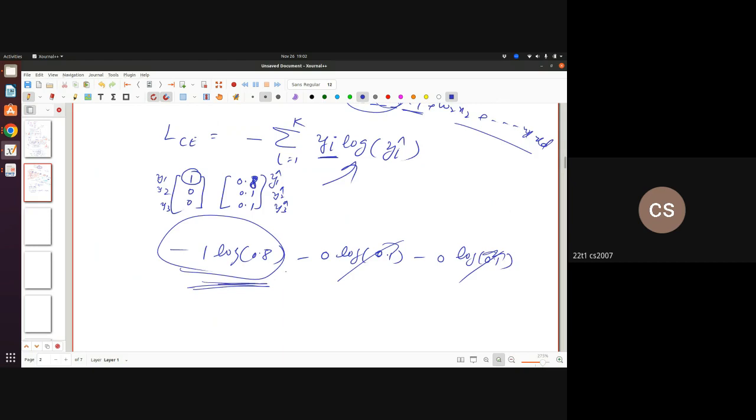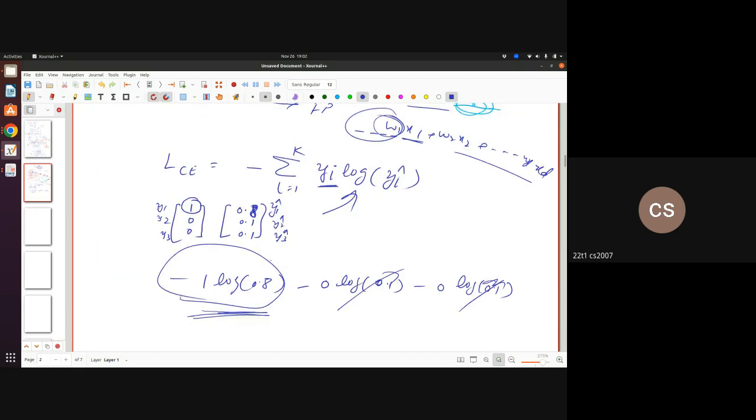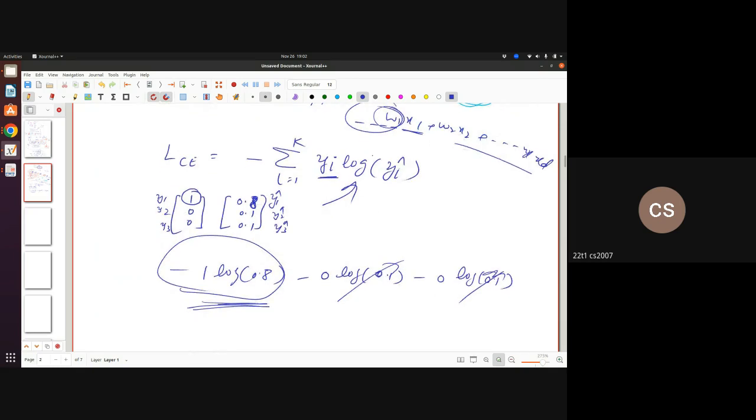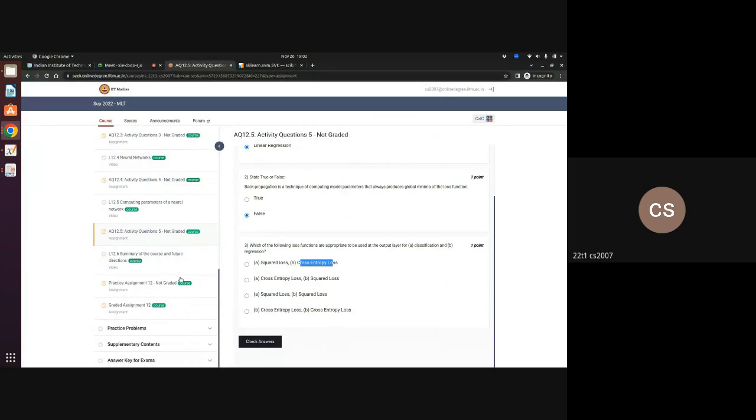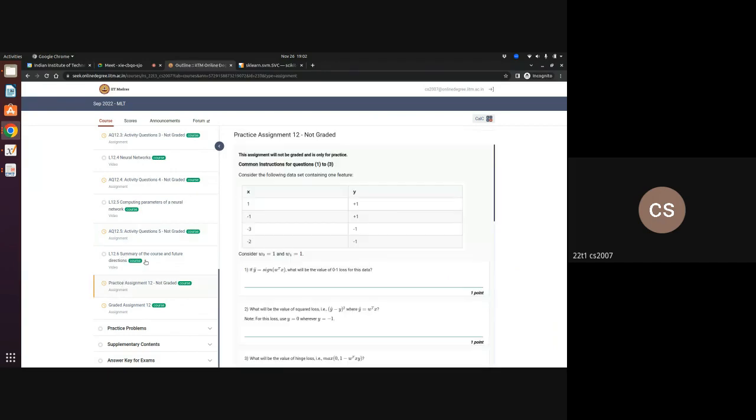As you can see, it's a generalized form of binary cross entropy. In binary cross entropy, we had 2 of these terms. Now we can have k number of terms, right? So cross entropy and square loss is what we'll be using in the output layer. Let's move on to the practice questions now.